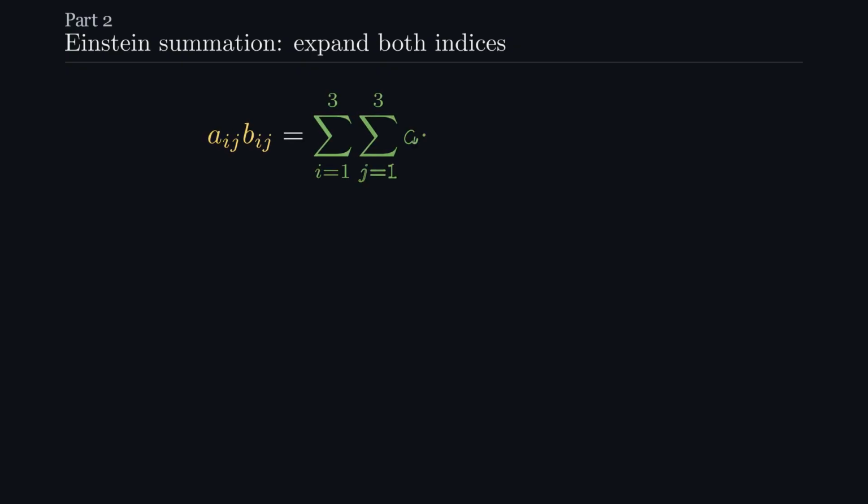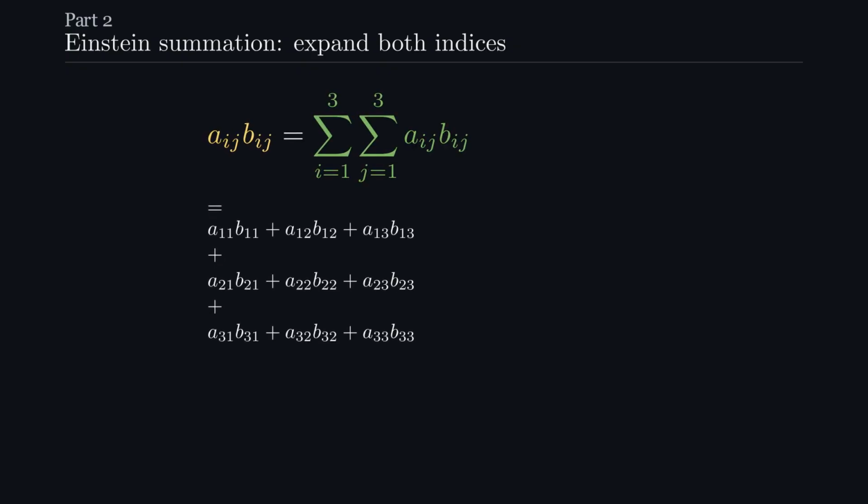Now we expand the notation. Since i ranges from 1 to 3, and j also ranges from 1 to 3, there are 9 component products. We multiply corresponding components, and then sum everything. The result has no free index left, so the result is a scalar.